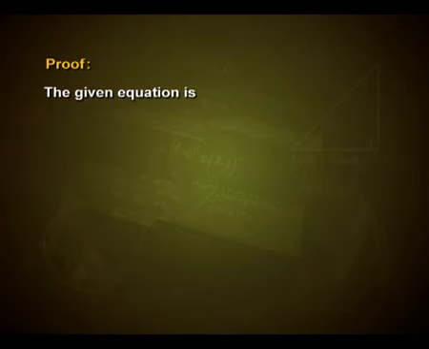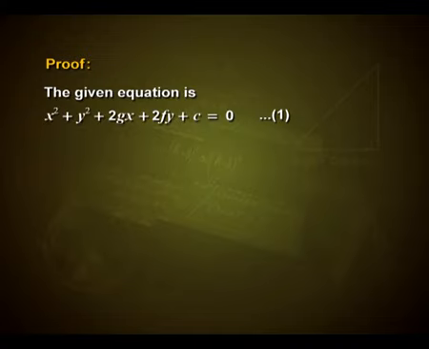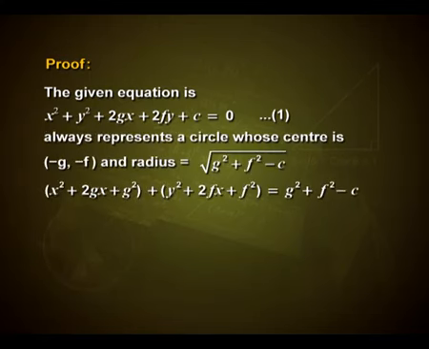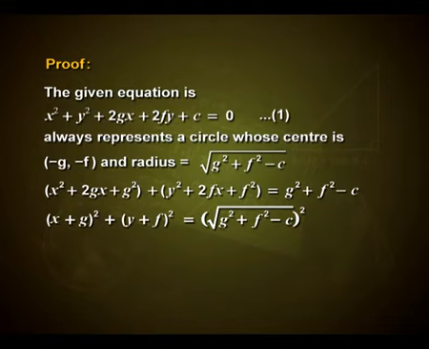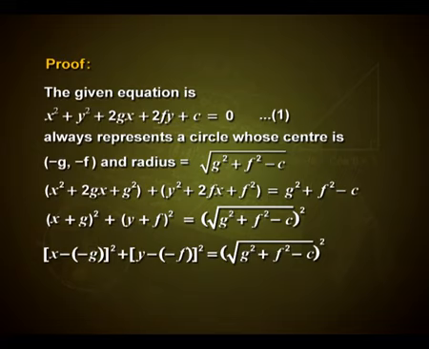The given equation is x square plus y square plus 2gx plus 2fy plus c is equal to 0, which can be expressed as x square plus 2gx plus g square plus y square plus 2fy plus f square is equal to g square plus f square minus c, which can be written as x plus g whole square plus y plus f whole square is equal to square root of g square plus f square minus c whole square, which again can be expressed as x minus (minus g) whole square plus y minus (minus f) whole square is equal to square root of g square plus f square minus c whole square.